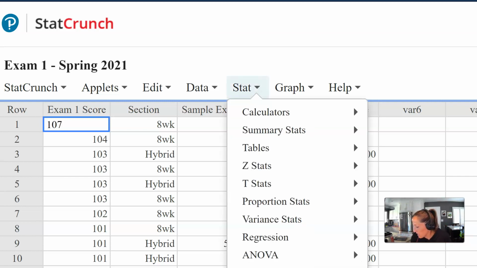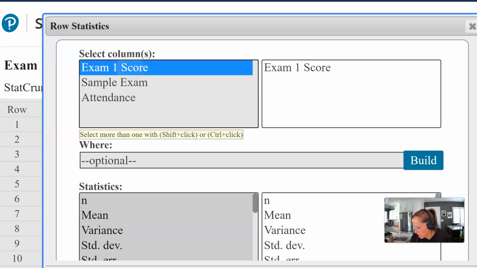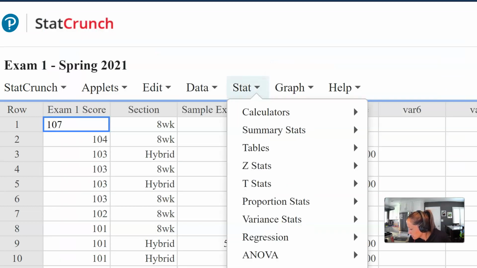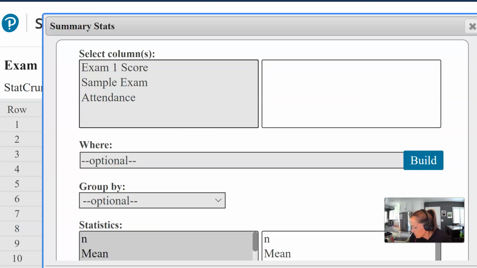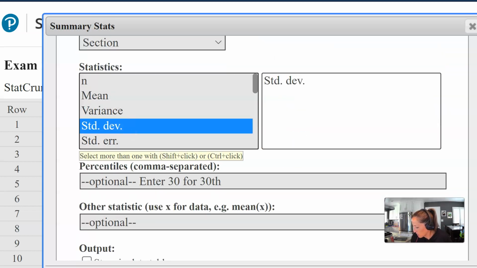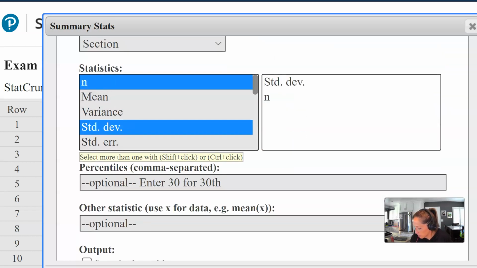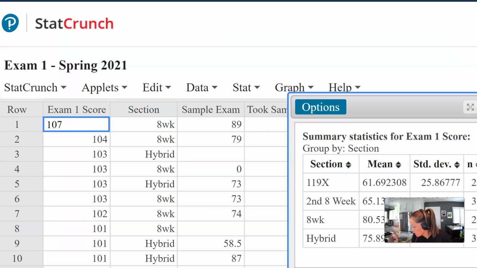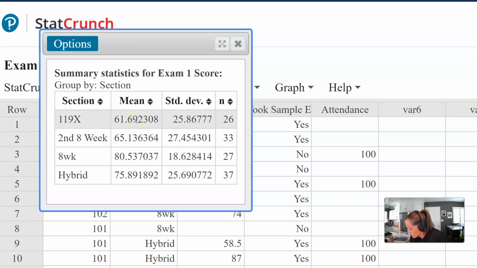Let's see. So summary stats on a column. I want to look at exam 1 scores. Oh, I did row stats. Summary stat column. Exam 1 scores, grouping by the section, and I really just care about standard deviation. Yeah, we can go ahead and get some more stuff if we want, but really I just care about standard deviation. So look at this. My head is in the way. Come here, mouse. Looks like our standard deviation is the highest in that second 8-week class.